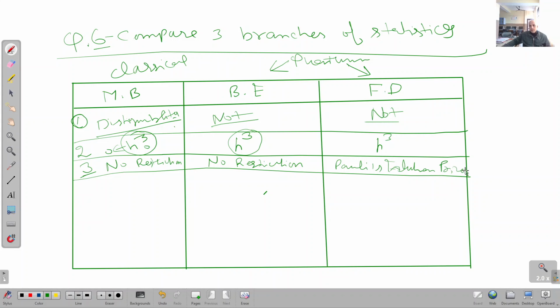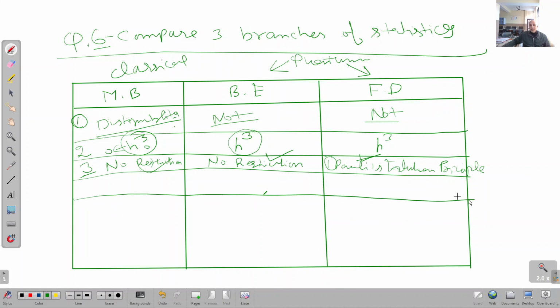Clear? So Pauli's exclusion principle makes the restriction that only one particle can enter into one phase space cell. This difference is very, very important. In the other case there is no restriction. Any number of particles can enter into a given phase space cell, because bosons do not obey the Pauli's exclusion principle, whereas this wing of statistics follows the Pauli's exclusion principle, right?